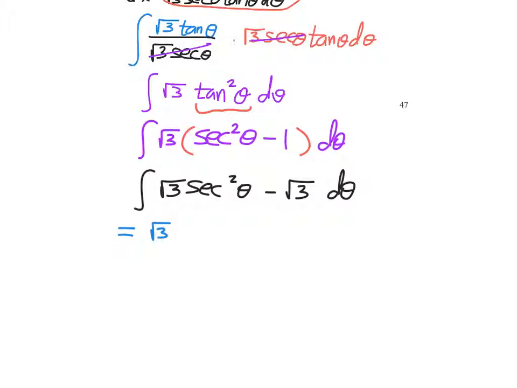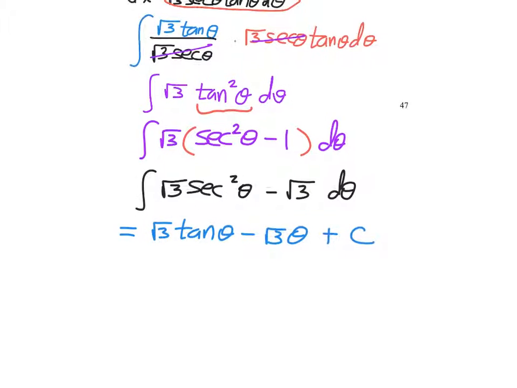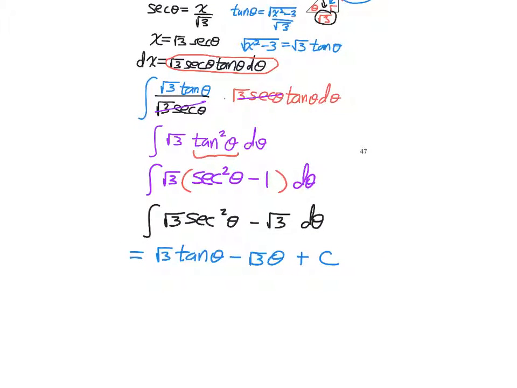Antiderivative of secant squared is tangent. And the antiderivative of the constant is the constant times the variable. So minus radical 3 times theta plus C. So we almost have it. We just have to put the finishing touches on it.